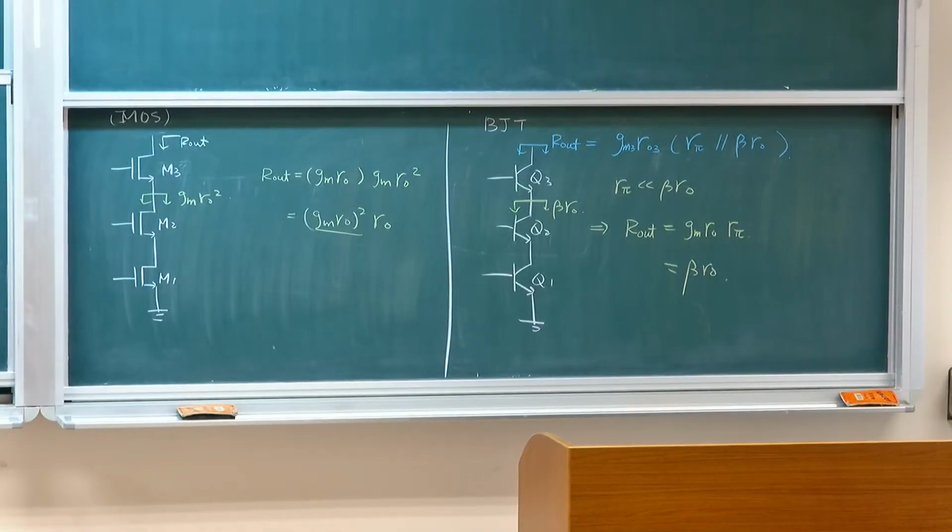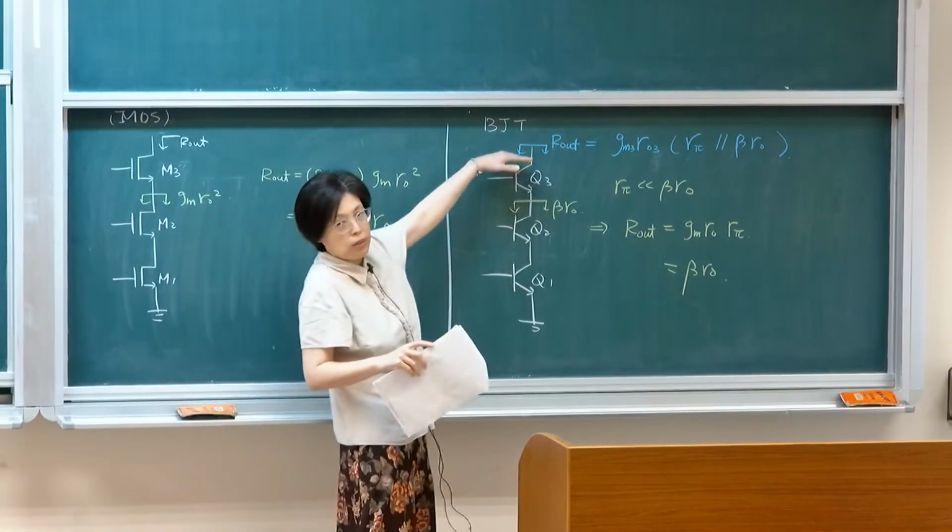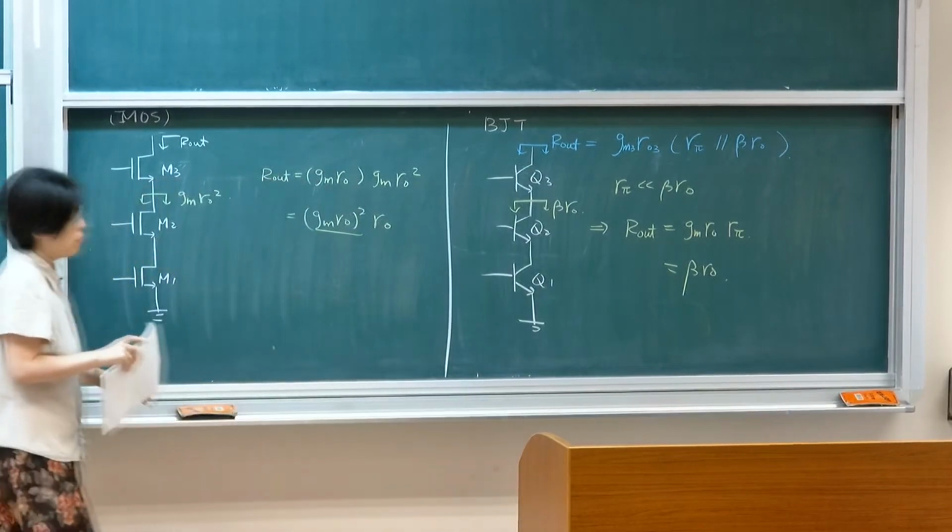So that is to say that you only need to stack once for bipolar, because if you stack more, it doesn't help. The reason why it doesn't help is because it's in parallel with R pi. So this R pi would then dominate whatever is being stacked up, so it will not be able to boost it one step further. Okay?